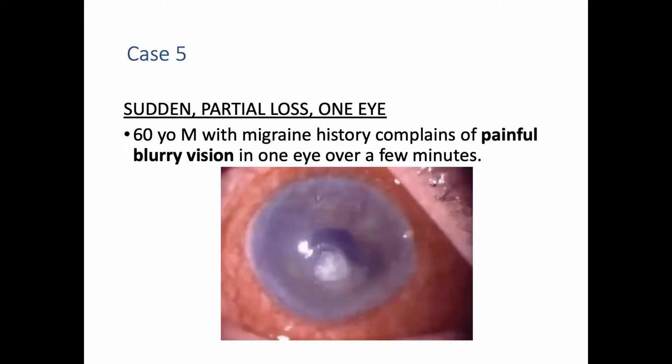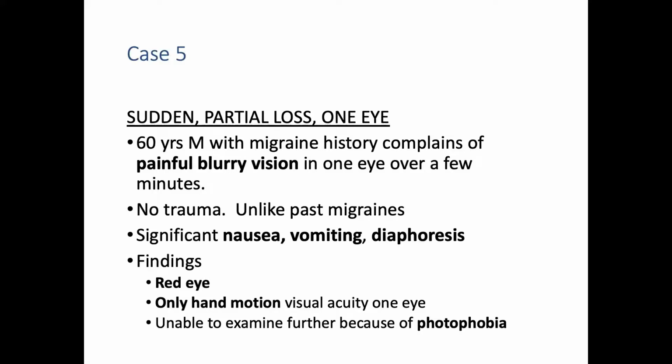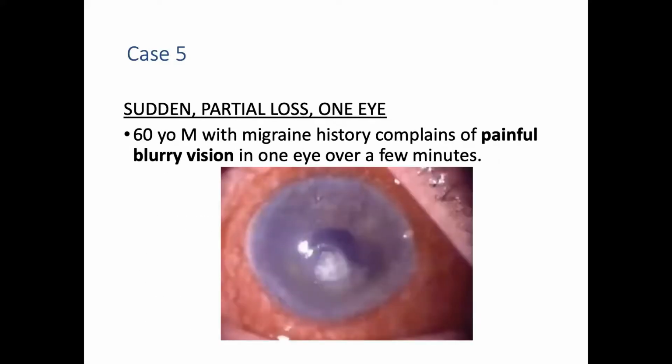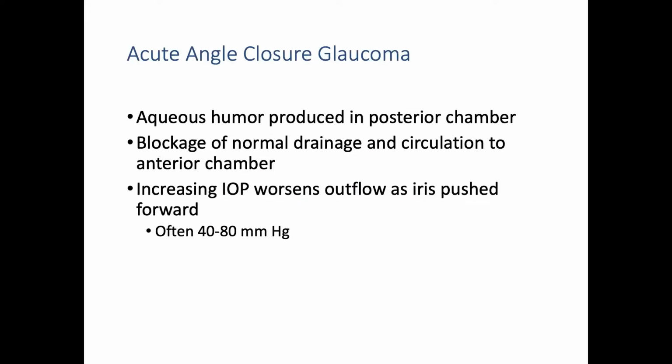Okay, so acute angle closure glaucoma would be one thing to think about. Otherwise, an iritis might be something I'd be thinking about initially. Yeah, so what does this show? It looks like a hazy cornea with conjunctival injection, and I'd suspect acute angle closure glaucoma. Yep. So the aqueous humor is produced by the posterior chamber. There's a blockage of drainage and circulation to the anterior chamber, which causes an increase in the intraocular pressure, usually values of 40 to 80.